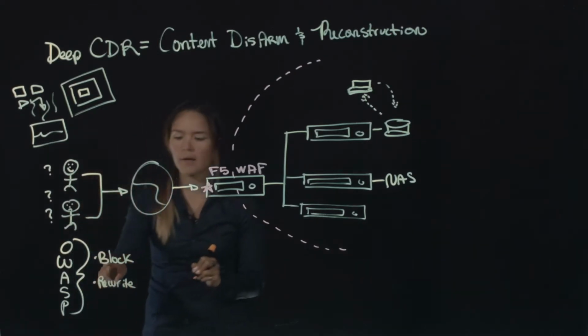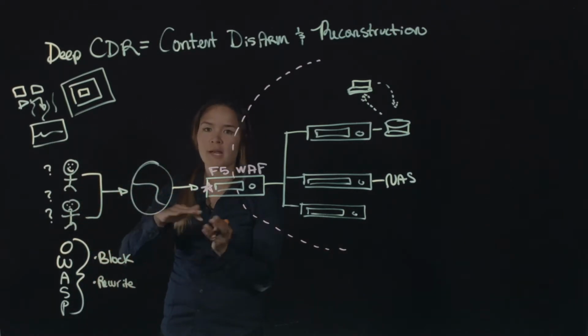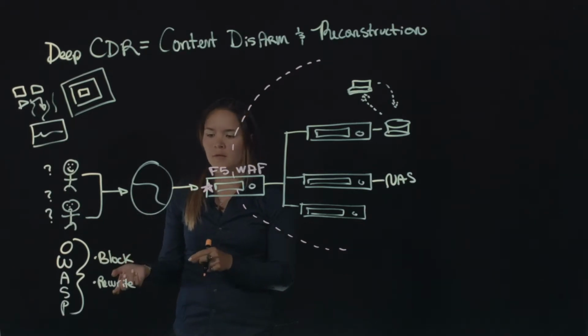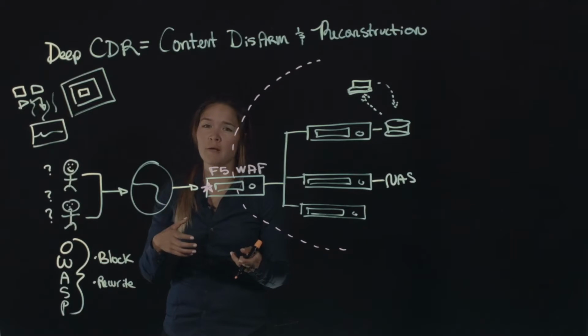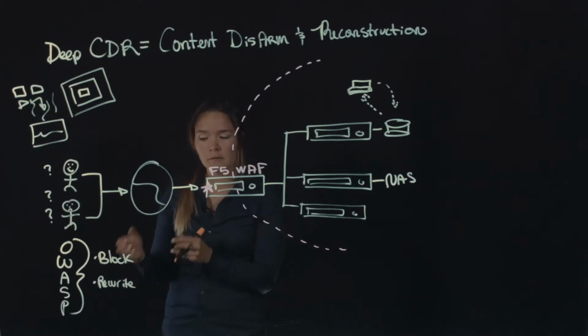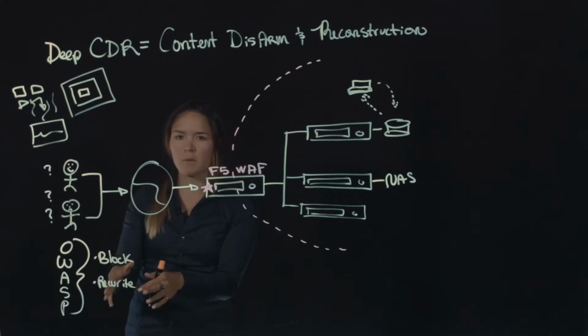Now, what they mean by block is just preventing or denying a file from entering your network. And as far as how rewrite works, that means you would take a file which is in a certain file format, you would convert it to a different format, and you would revert it back to its original format. And that's kind of how a rewrite works.